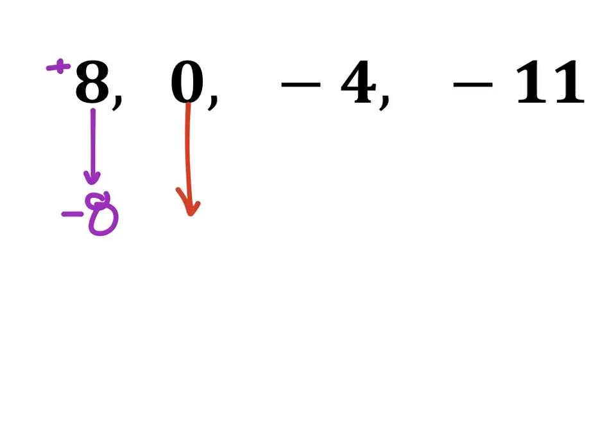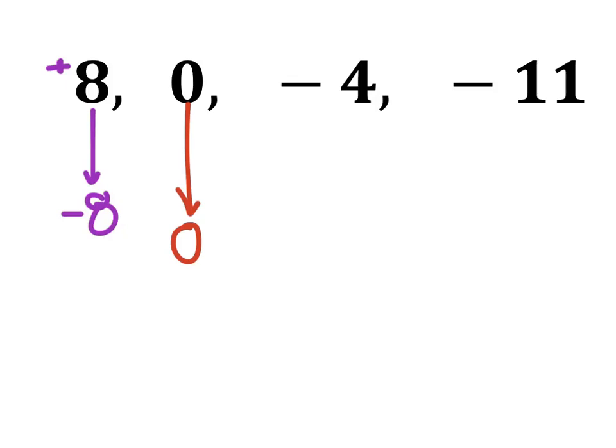0 is neither positive nor negative, so there is no opposite for 0. Now, if you were like, well, I don't really like that idea. Well, remember, it's a number that's the same distance from 0 in the opposite direction. Well, 0 is 0 in the opposite direction, so you could just say 0 is its own opposite if you'd like.